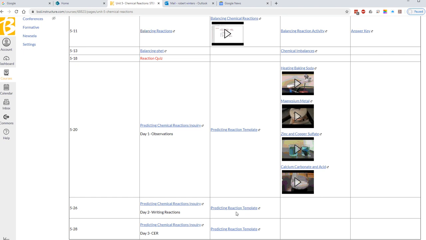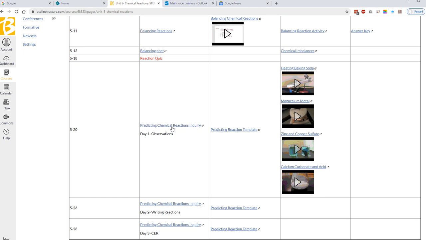The forms that you're going to need will be this one right here. This is the predicting the reaction template. That's one I'd like you to open up, make a copy for yourself, and that's what you're eventually going to turn in. I'm going to give you a little bit of a lecture, and we're going to start off with a prediction like we always do.